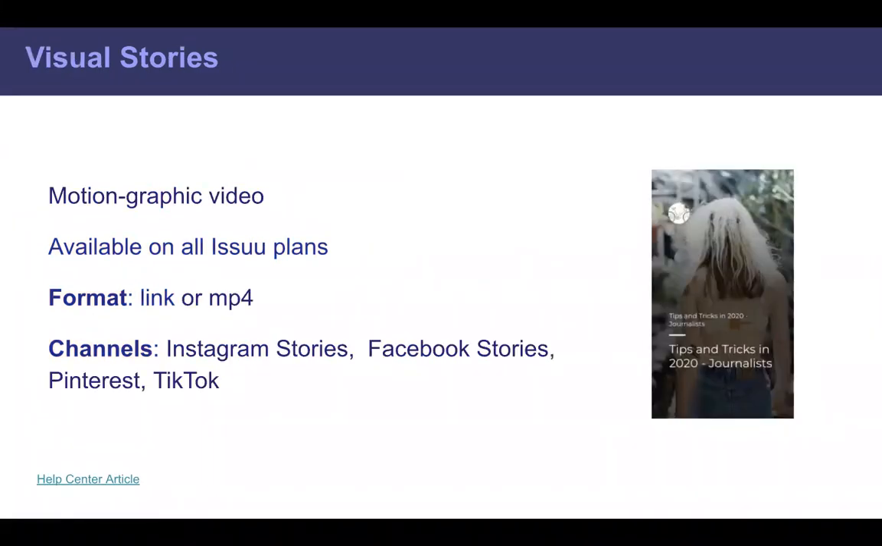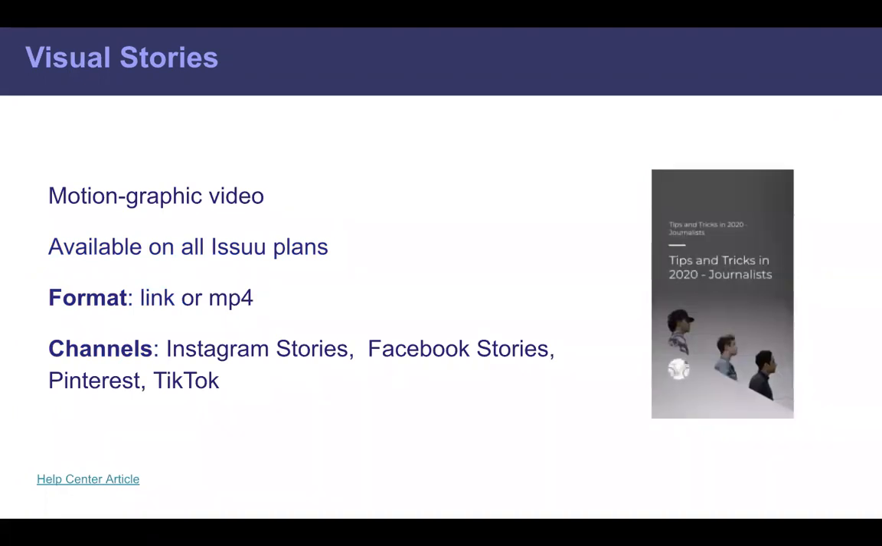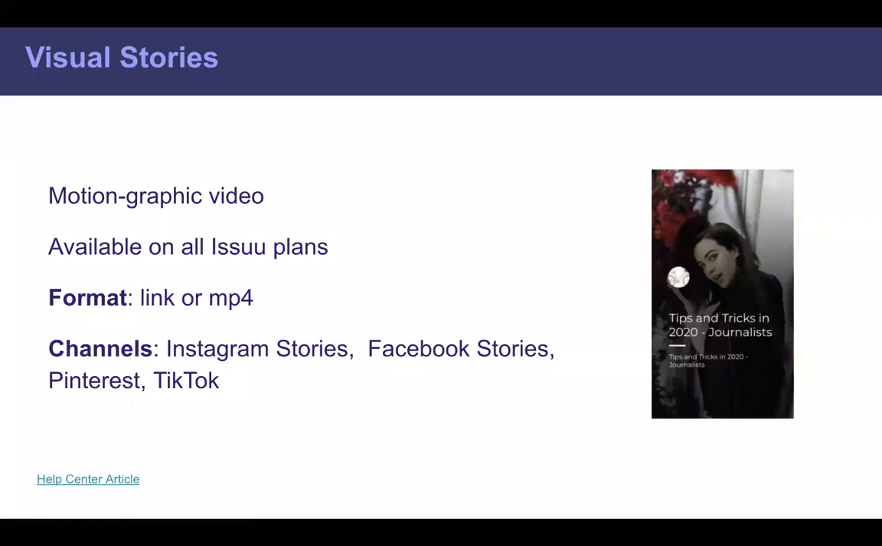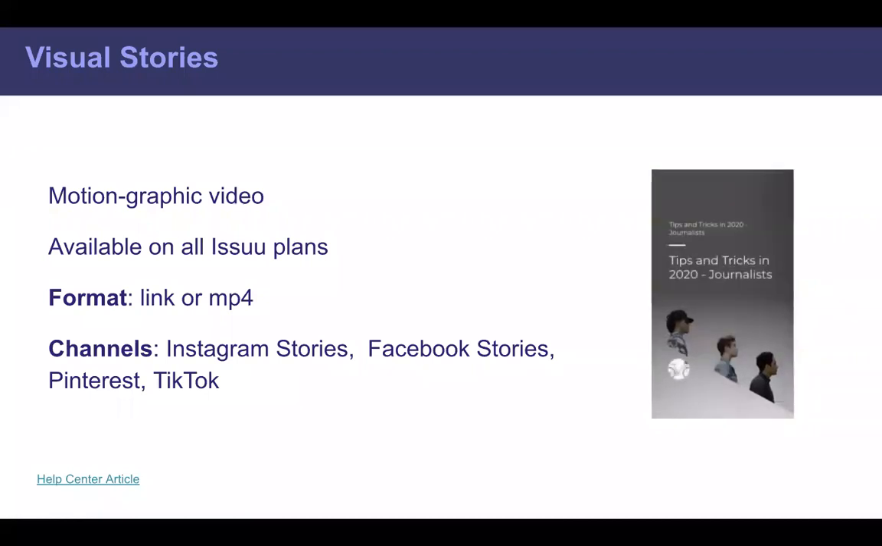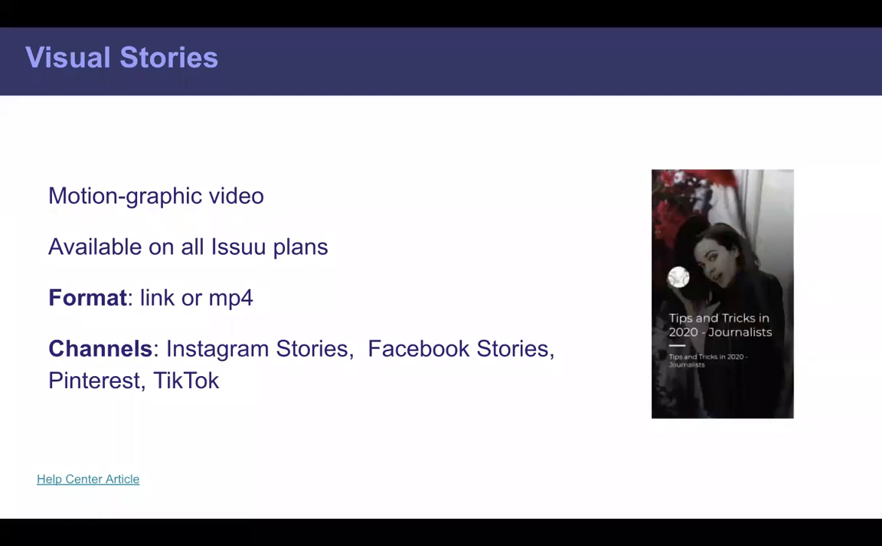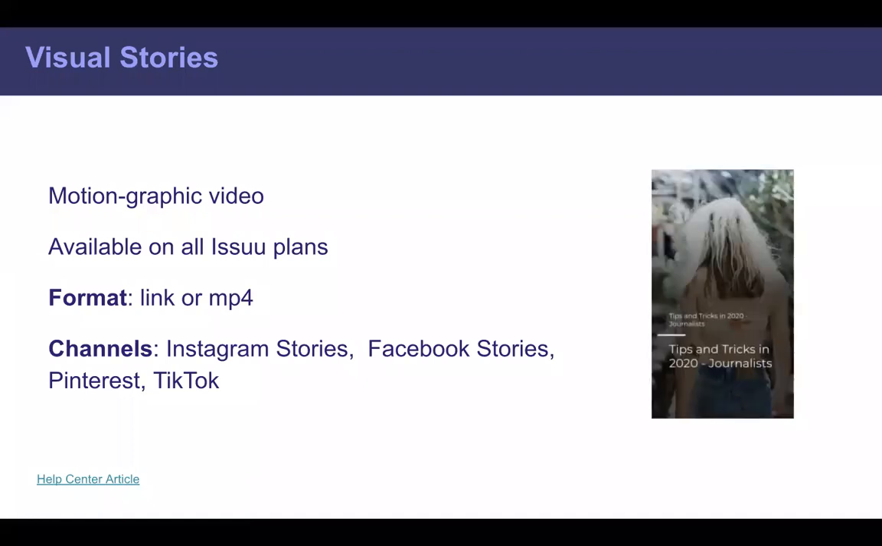And then we also have visual stories. These are motion graphic videos that you can create on Issuu in the visual stories editor. Again, these are available on all Issuu plans. Once you create one, you can either share it as a link or download it as MP4. The channels where you can use these are Instagram stories, Facebook stories. You can also use these for Pinterest or for TikTok. So depending on what channels you're using, you can either download it as MP4 or share it as a link.